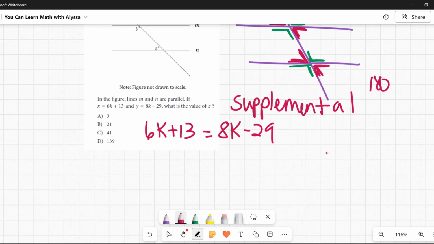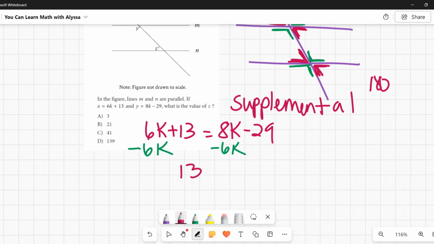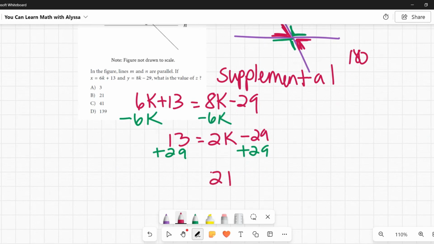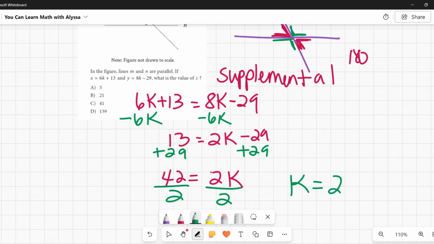So let's do that. I'm going to first get rid of that 6K on the left, and get all the K's on the right. I just have 13 is equal to 8K minus 6K, which is 2K, minus 29. Then to get rid of that negative 29, I'm going to add 29 to both sides. So I get on the right-hand side still 2K, and on the left, 13 plus 29 is 42. To solve for K, since K is being multiplied by 2, I'm going to do the opposite and divide by 2. And I get that K is equal to 42 divided by 2, or 21.